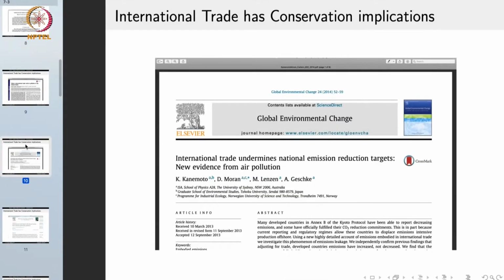Then we have international trade undermines national emission reduction targets. Every country these days has certain national emission control targets, which means that every country is trying to cap the amount of greenhouse gases that it is emitting. But international trade is undermining that effort because there are certain countries that are producing greenhouse gases to such a large extent that these national targets are not being fulfilled.